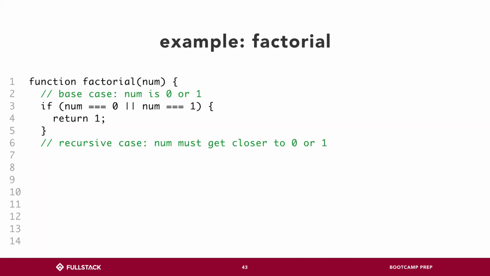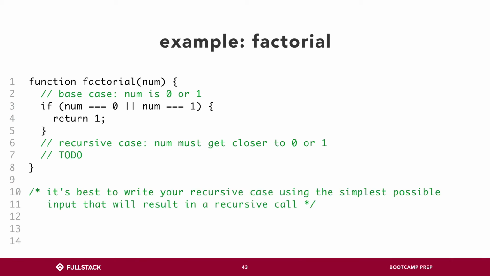So here, let's think about the recursive case. We're getting closer to 1. So what are we supposed to do? Now, we should write this recursive case using the simplest possible input that would result in a factorial call. So, for example, if result equals, in fact, the first thing you should test is what is factorial of 2, because that's the next case here. Don't think about what a factorial of 100 is. Just think, what is factorial of 2? And let's console that result out.